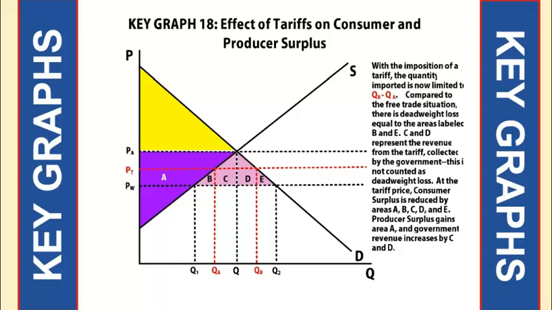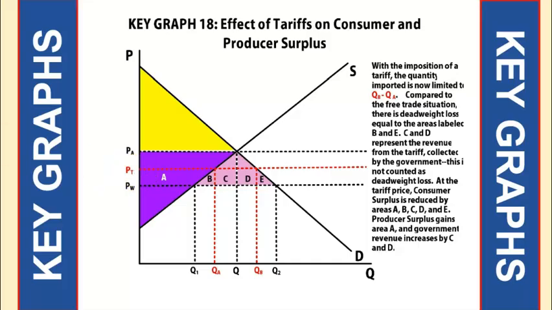Notice the producer surplus would have been from PA down to the supply curve. With the world price, it's just this little triangle below A there, much smaller. But with the producer surplus increased with the tariff, it goes all the way up to PT. So producer surplus is going to include PT all the way down to the supply curve.